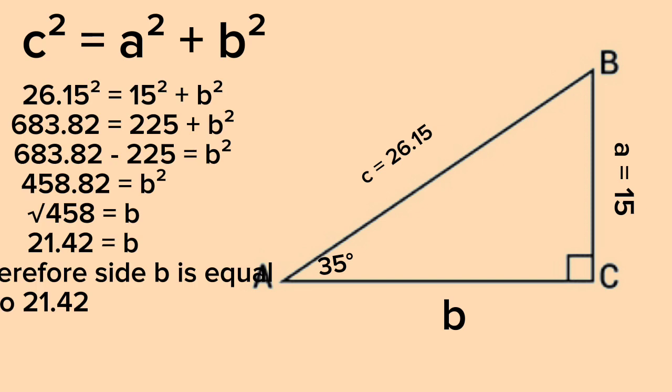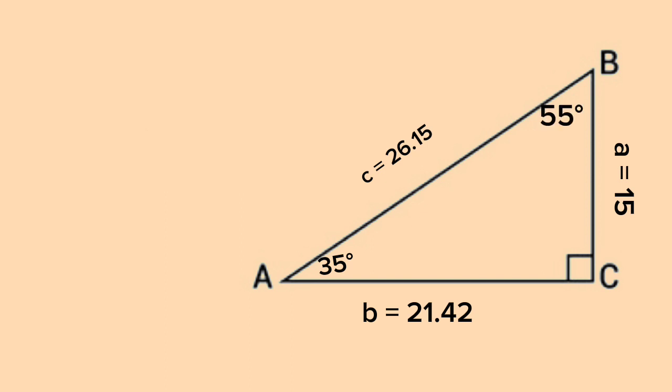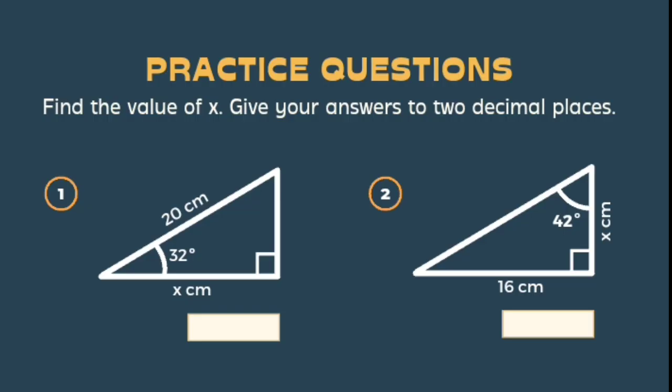So we're going to plug in each value into the formula and calculate it. After calculating it, we have 21.42. Therefore, side b is equal to 21.42. Moving on to the angles, we only need to find the value of angle B. Since A and B are complementary angles and A is equal to 35 degrees, therefore B is equal to 55. So we are done solving the missing sides and angles of the right triangle. We have here a practice question.